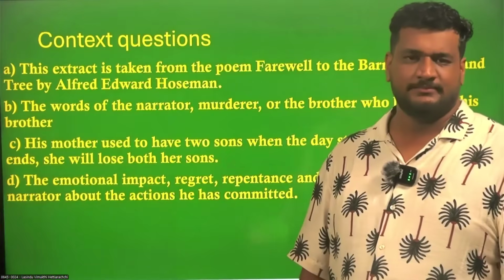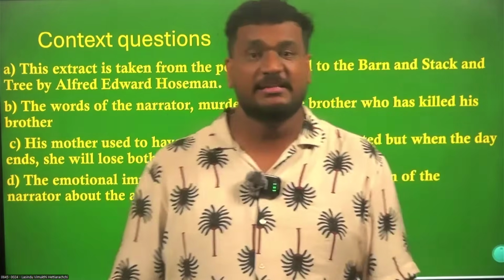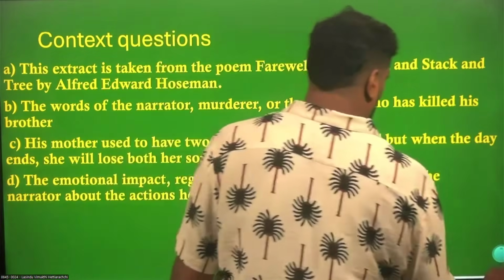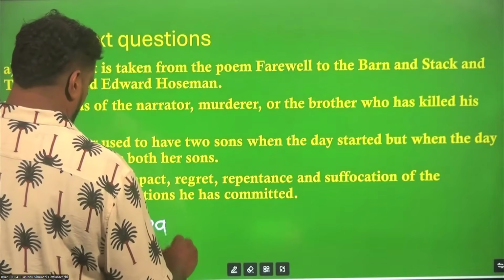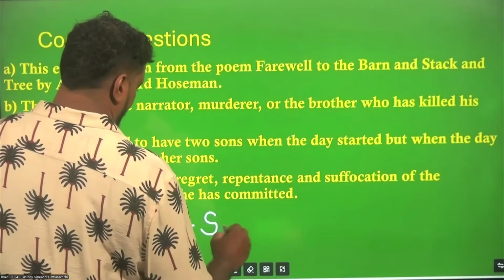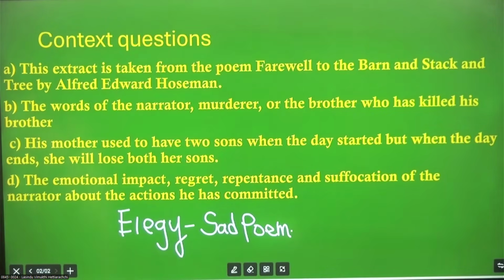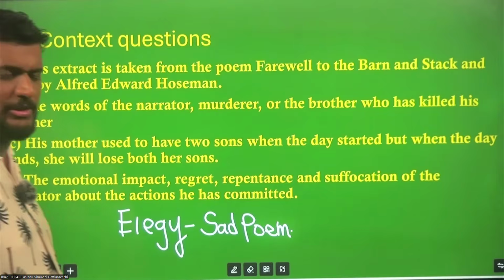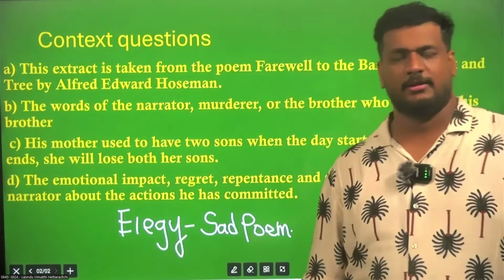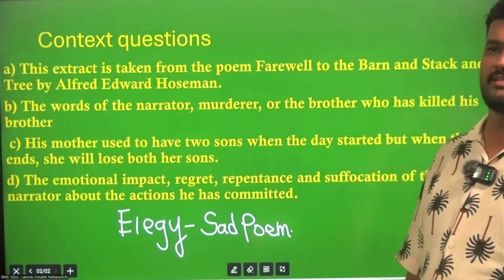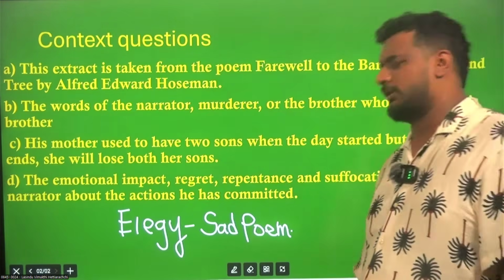He is upset. This poem is known to be an elegy. What do you mean by elegy? Elegy means a sad poem. The ending of the poem is very sad. We have different genres, like sonnets, octave, sestet, free verse, and elegy. Elegy means a poem with a sad tone.